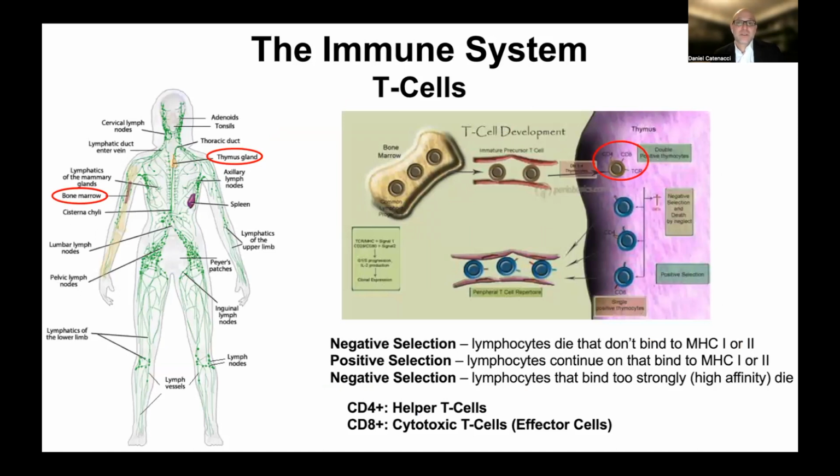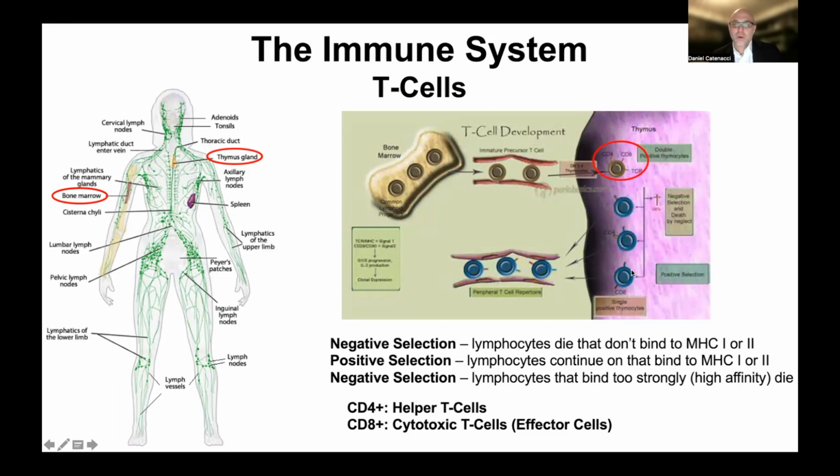So T cells start in the bone marrow, as we talked about with lymphoblasts, and then they differentiate to immature precursor T cells. They get out into the bloodstream, and then through a specific homing process, will find the thymus gland. And in the thymus gland, they get taken up, and they go through a process of selection, where we'll go through that in a little bit more detail on other slides.